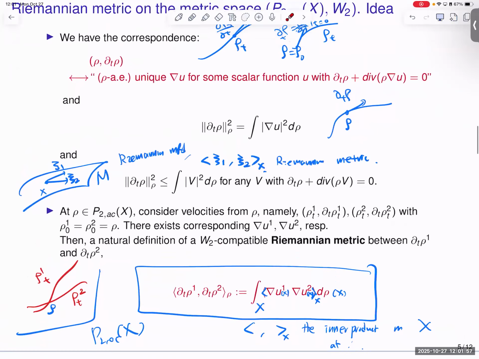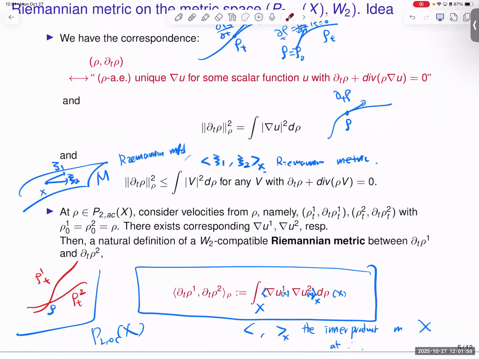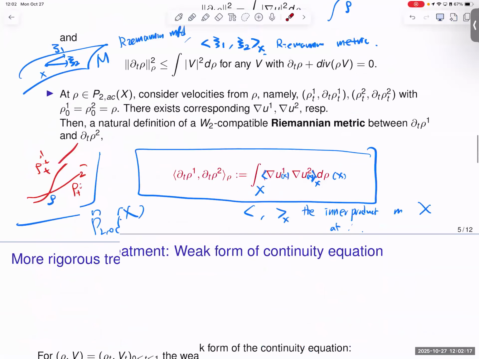All right. Now let's try to be more rigorous. In the previous discussions, I vaguely said you have a curve in the space of probability measures, and the curve can be differentiated and it has some kind of velocity, partial t rho and so on, and we did all this discussion. But let's try to be more rigorous.